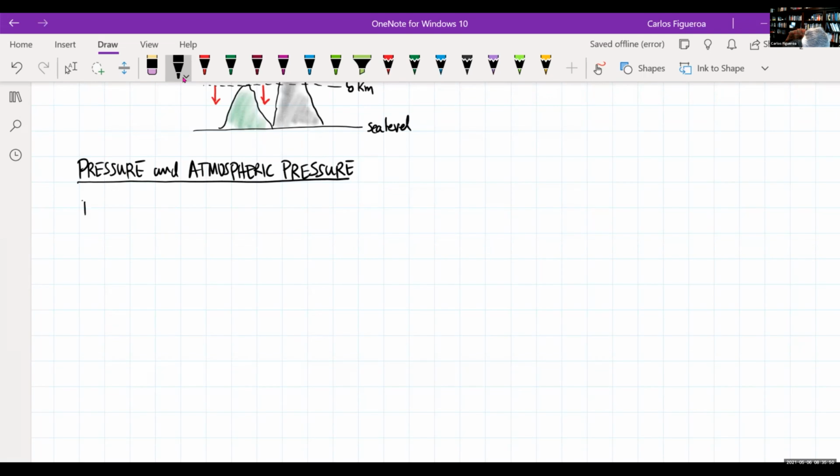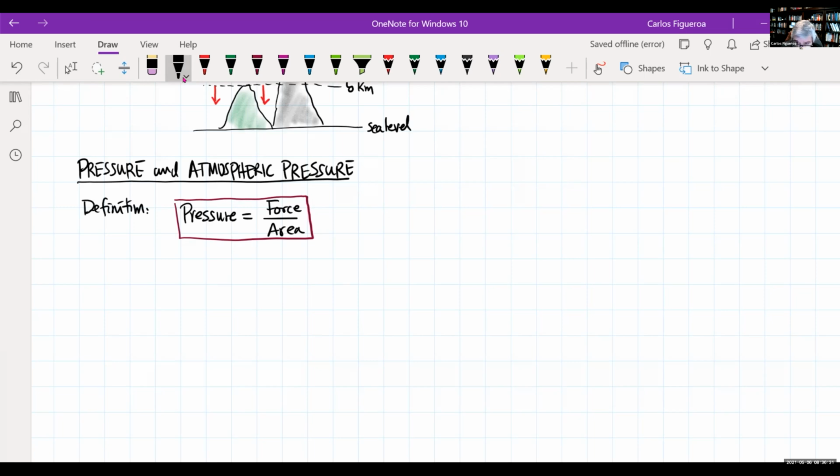So here's our definition for pressure. Pressure is equal to force divided by area. And there's lots of ways to look at this, but let's look at it a couple of ways. Let's consider some examples of pressure so you can get a sense of what I'm talking about.